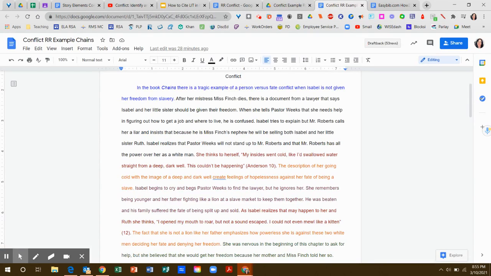So I want to bring it into my writing, and I introduce it with "she thinks to herself," and I have a comma here. "My insides went cold like I'd swallowed water straight from a deep, dark well. This couldn't be happening." You'll see I have my quote there, and then a space, and in parentheses I put the last name of the author, Anderson. There's just a space, no comma or anything, and the page number that it's found on, which is page 10.